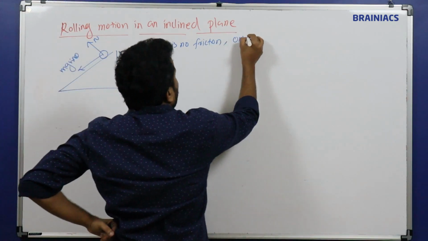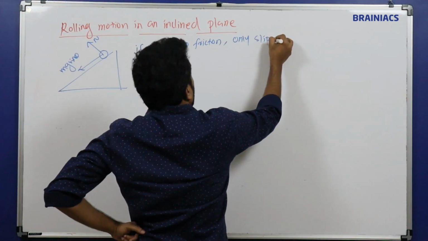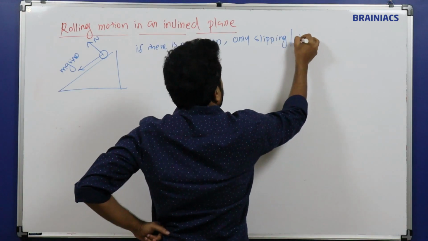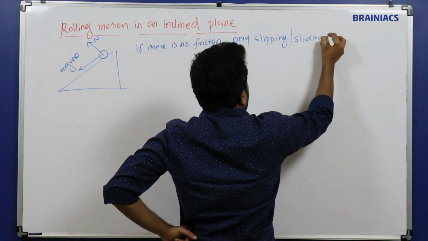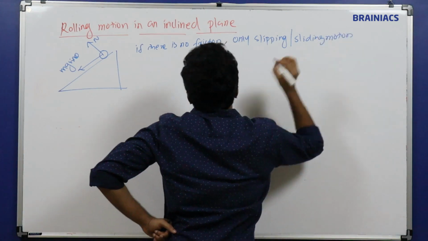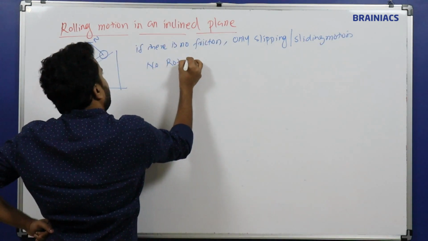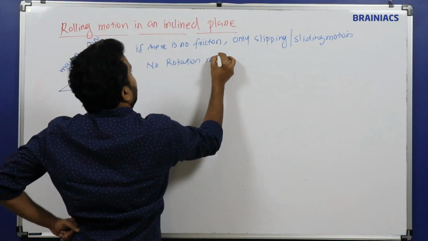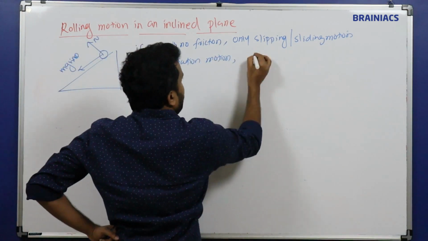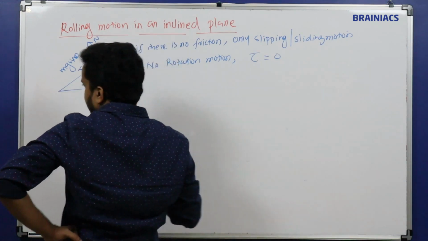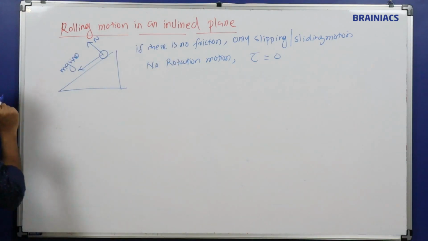If there is no friction, only slipping or sliding motion, no rotation motion, which means I can say torque equal to 0. Rotation means torque is existing, or else no torque is existing.